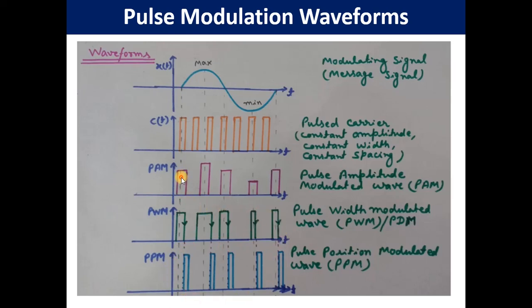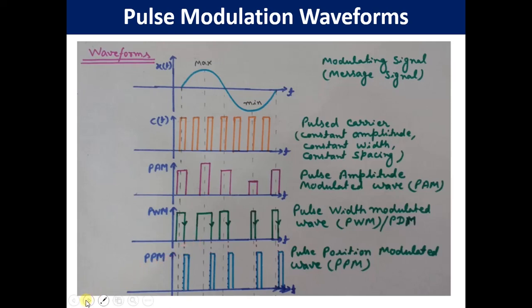In PAM, we observe the amplitude of the pulses varies, but the width and the position of the pulses are constant. In PPM, the position of the pulses changes, but the width and the amplitude of each pulse remain constant. Whereas in PWM, today we are focusing on pulse width modulation, the width of each pulse is varied, whereas the amplitude and the position of the pulses are constant.